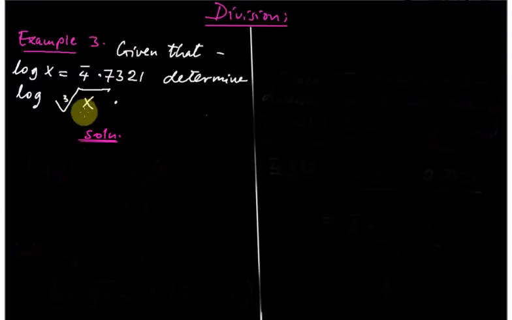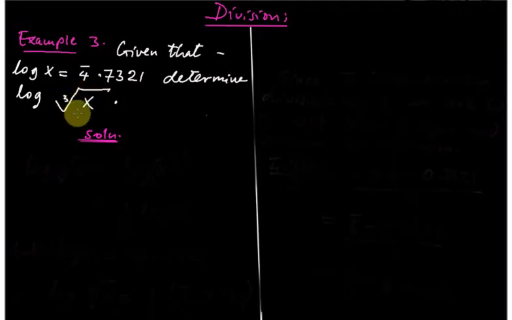Let us start afresh like this. This is our example number 3. We are given logarithm x equal to bar 4.7321. Determine the logarithm of the cube root of x, because this is the logarithm of x. Now we have to start our solution here, and let us see how we move one step after another.